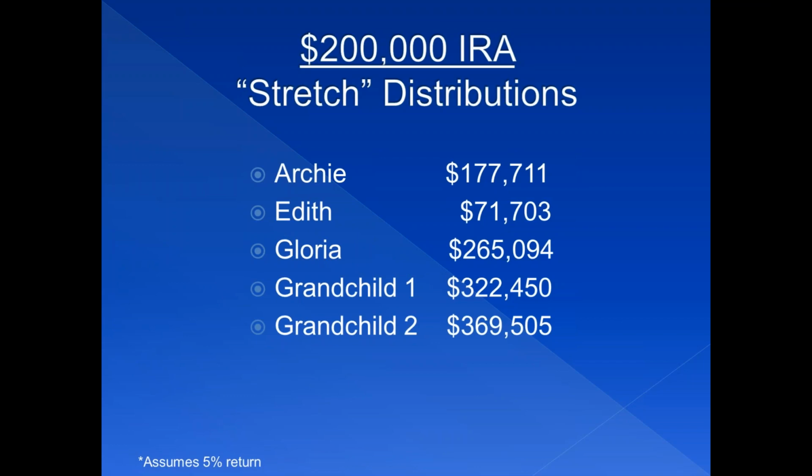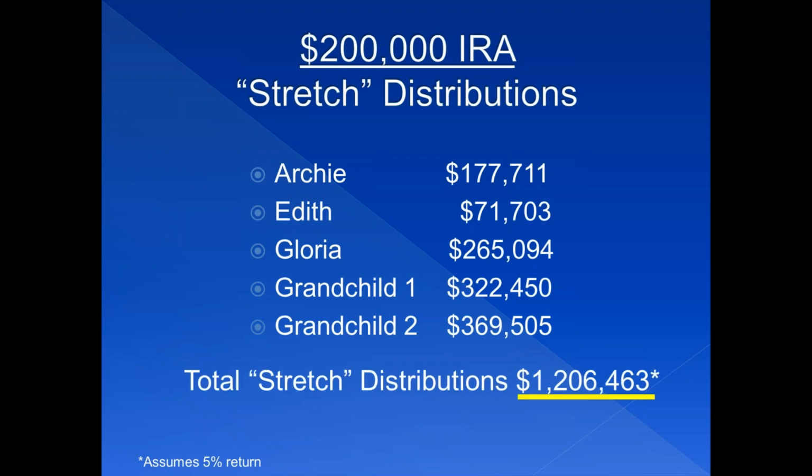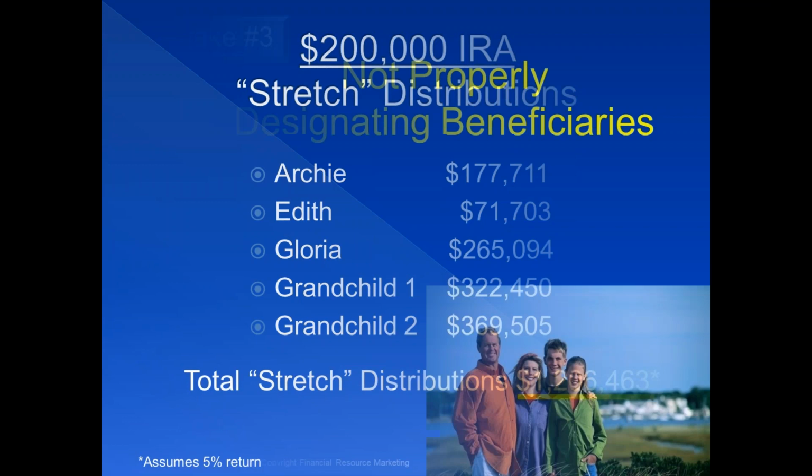And if Gloria takes only her required minimum distributions after inheriting from her parents, that would pay her over her life expectancy over $265,000. And look at the grandchildren. Even though they got only 25%, they have so much longer life expectancies. Each of them will have over $320,000 and one over $360,000 of income spread out over their lifetimes. So the bottom line is this. A $200,000 IRA at a reasonable rate of return, structured properly, could total over $1.2 million of income over 3 generations. Folks, that's the stretch IRA.